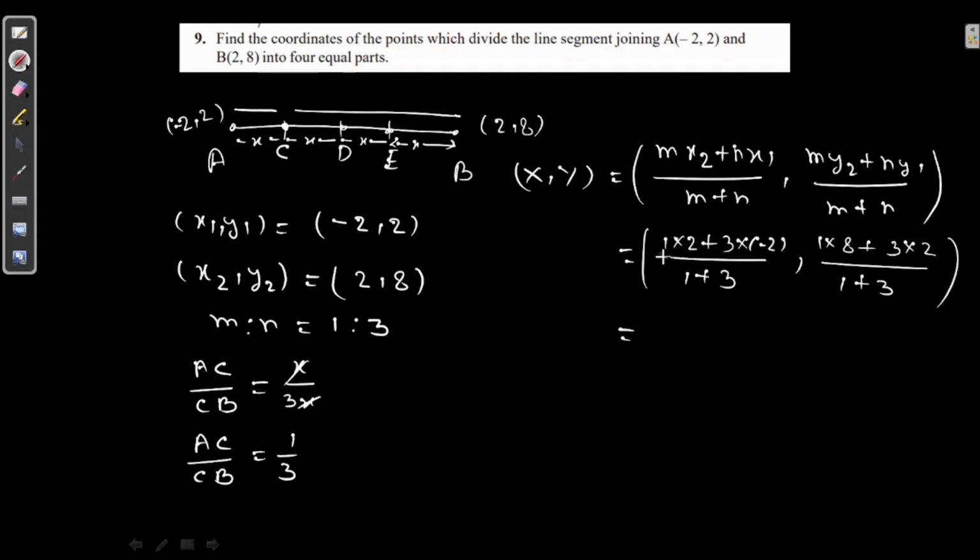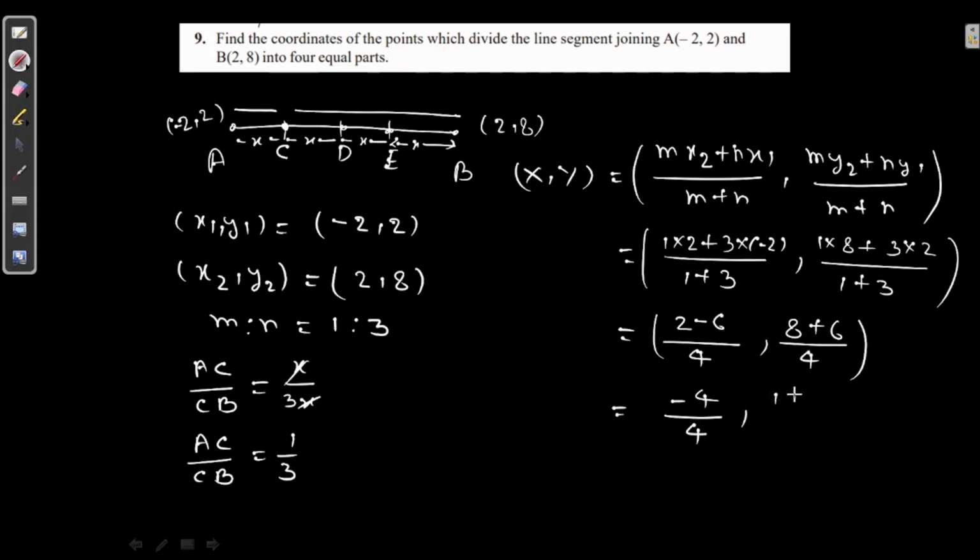Okay, 2 into 1 is 2, 3 into -2 is -6, 3 plus 1 is 4. 1 into 8 is 8, 3 into 2 is 6, upon 3 plus 1, 4. 2 minus 6 is -4, divided by 4.